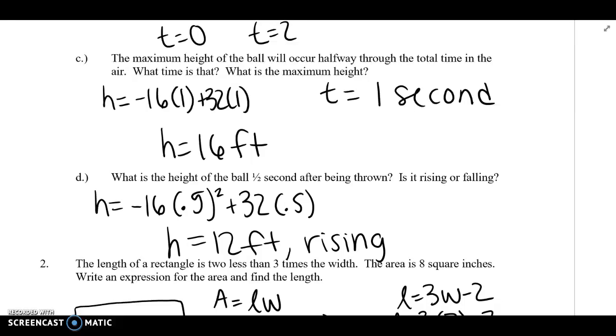For 1c, it says the maximum height will happen halfway through the total time, and the total time is 2 seconds, so you get the maximum height to be at 1 second. Plug that into the equation and you get a height of 16 feet.